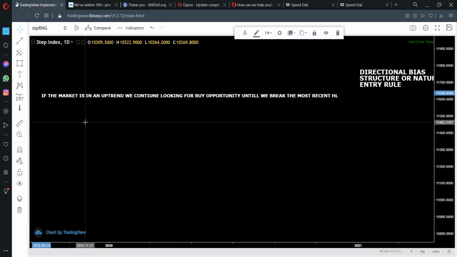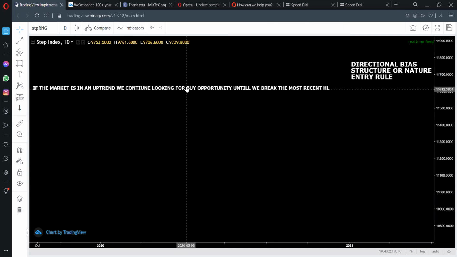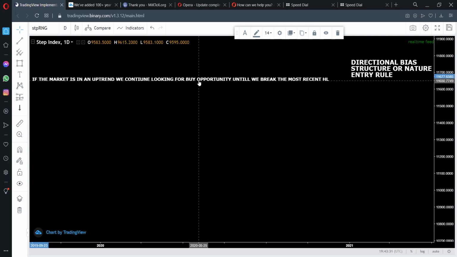If the market is in an uptrend, we continue looking for buy opportunities until we break the most recent higher low. The opposite is for the downtrend. If the market is in a downtrend, we continue looking for selling opportunity until we break the most recent lower high.